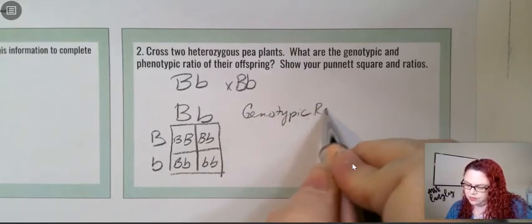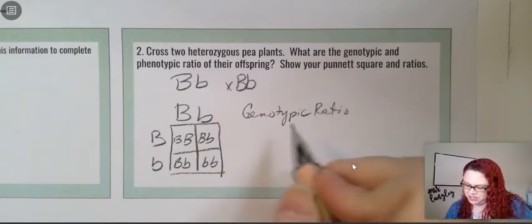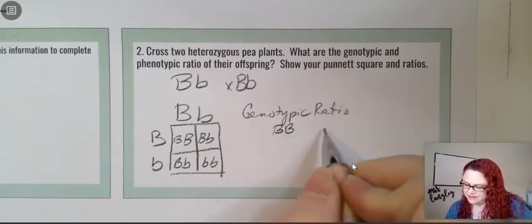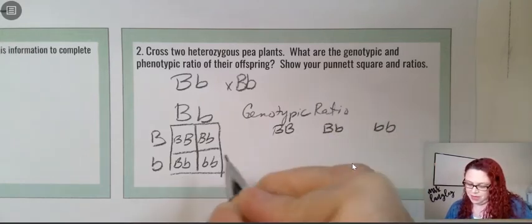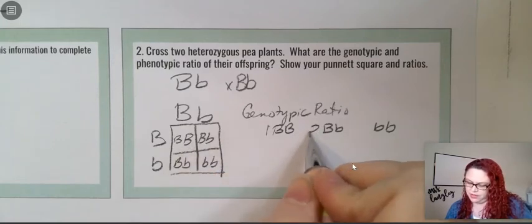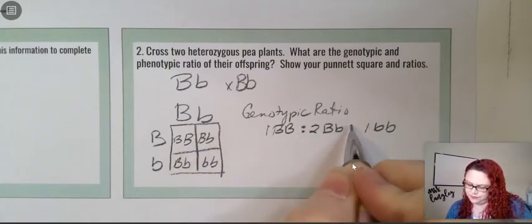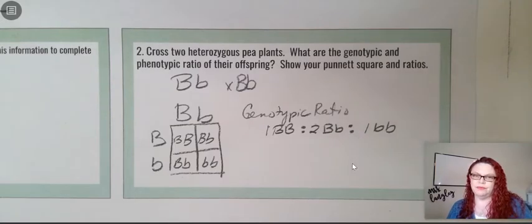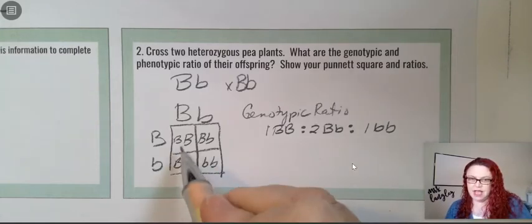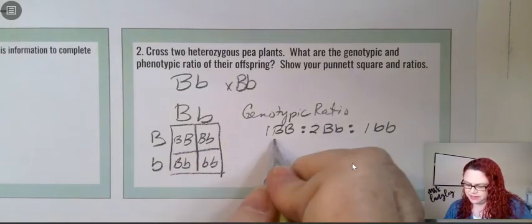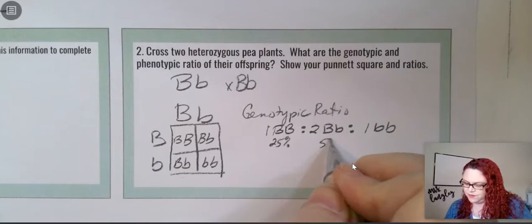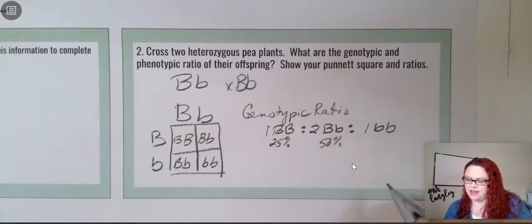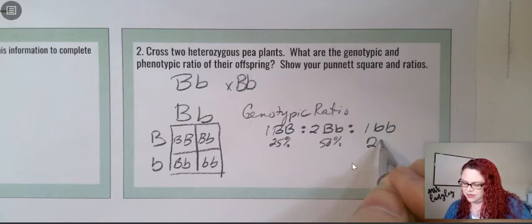My genotypic ratio, I get by listing my genotypes and then counting my boxes. One here, two like this, and one like this. Now, if I were doing these as percentages, I have 1 out of 4 boxes. That means this would be 25%. 2 out of 4 boxes is 50%. And this one is 1 out of 4 boxes, which means it's 25% also.